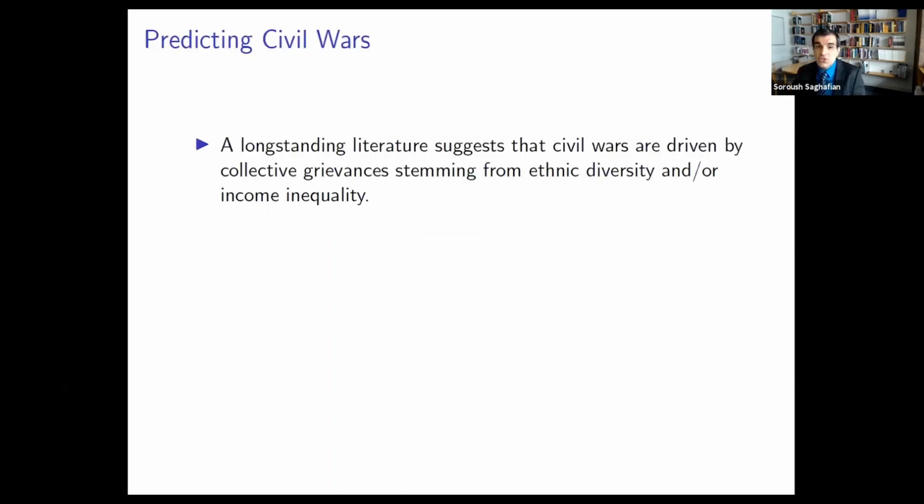The literature that was available on predicting civil wars before machine learning techniques became popular told us that civil wars are primarily driven by collective grievances stemming from ethnic diversity and income inequality. So income inequality and ethnic diversity typically cause civil wars. This was the understanding before machine learning techniques were available.